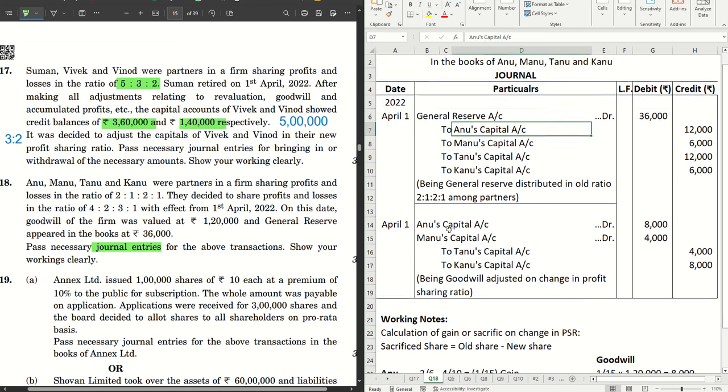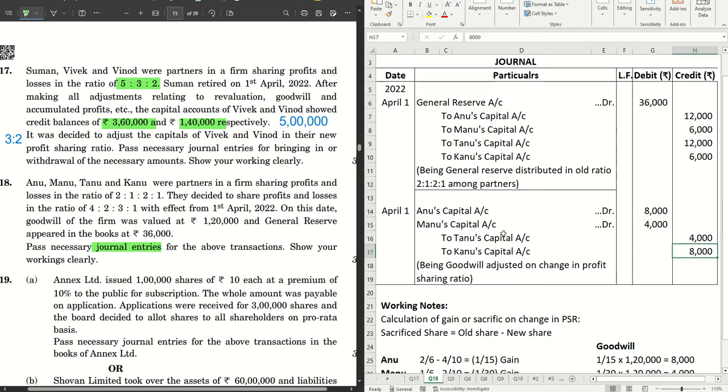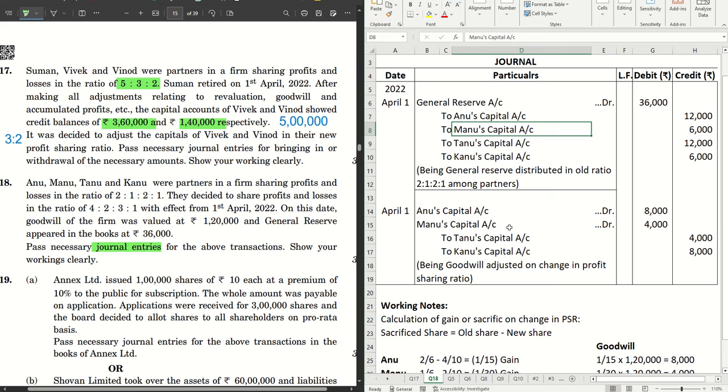Similarly, the next journal that we have, as we discussed, Anu's capital account debit 8,000, Manu's capital account debit 4,000, to Tanu's capital account, to Kanu's capital account 4,000 and 8,000 respectively. So these two journals are there, and both the sums that we discussed are for 3 marks, and the marks distribution is 1.5 marks for the first journal and 1.5 for the second one. Similarly here as well, 1.5 and 1.5 for each. Okay, this is the marks distribution.